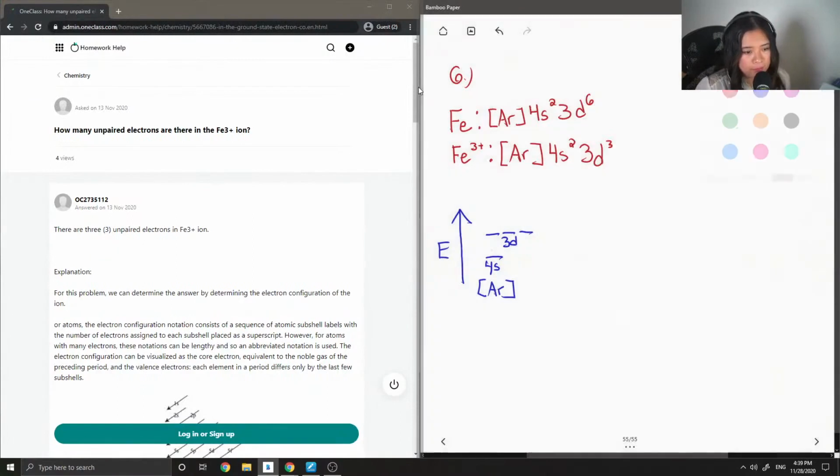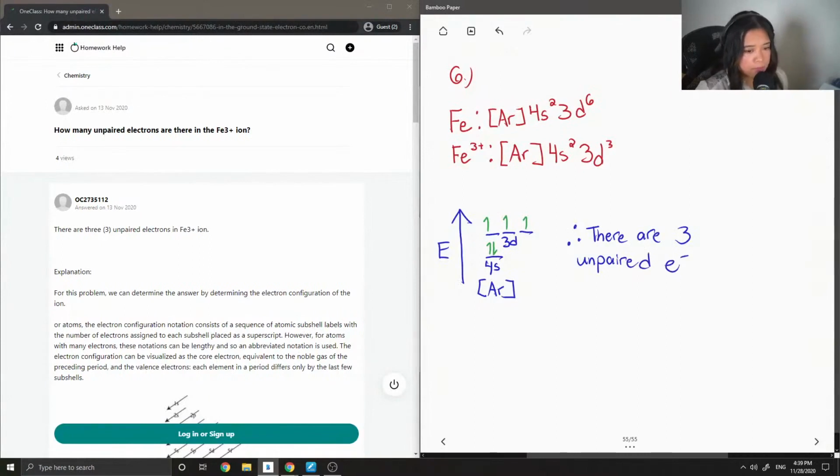And now I'm going to fill in my electrons using these arrows. So that's 1 electron, that's 2 electrons, and now I need to draw in 3 more. So 1, 2, 3. Okay, so now just looking at the diagram, we can say that there are 3 unpaired electrons. So we can say that this is paramagnetic. If there were no unpaired electrons, it would be diamagnetic.